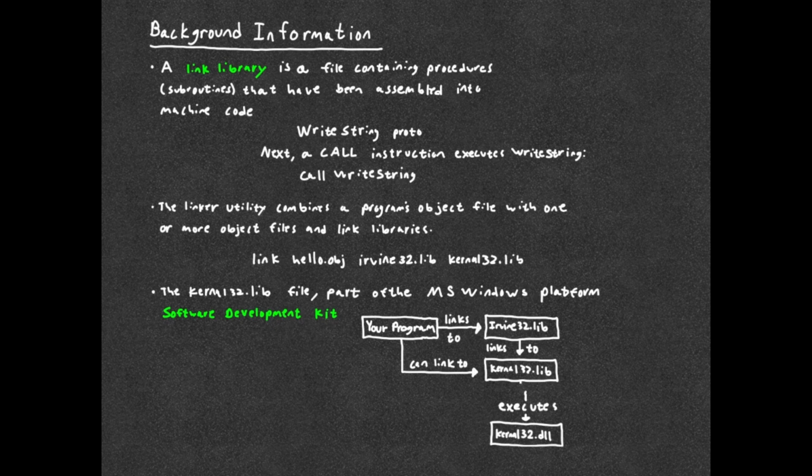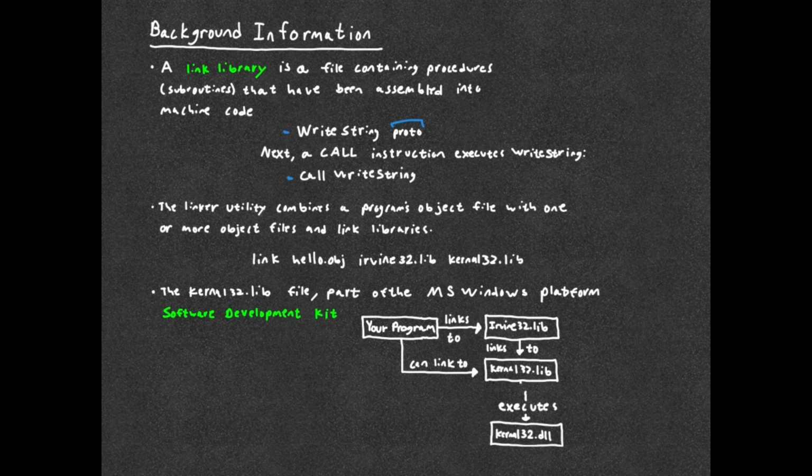Suppose a program displays a string in the console window by calling a procedure named writeString. The program source code must contain a PROTO or proto directive identifying the writeString procedure. So here, writeString proto. Next, a call instruction executes writeString.